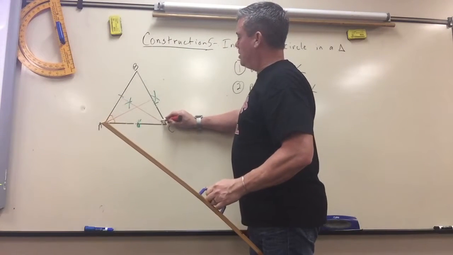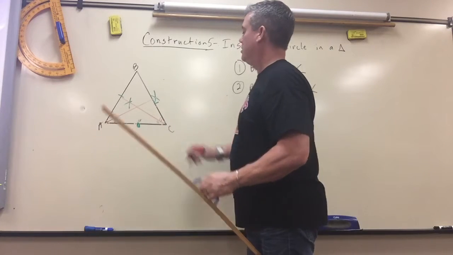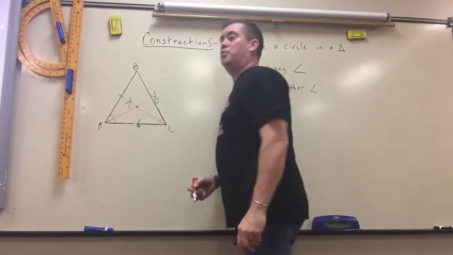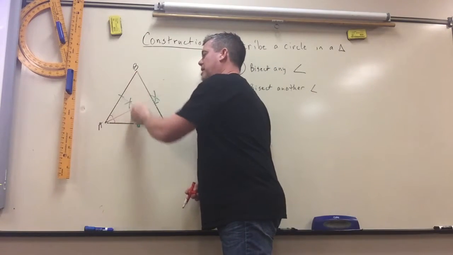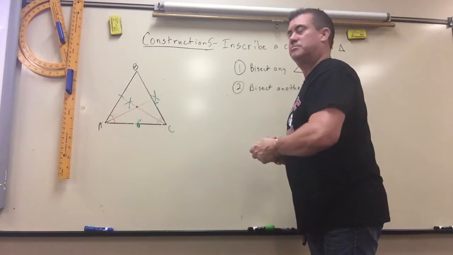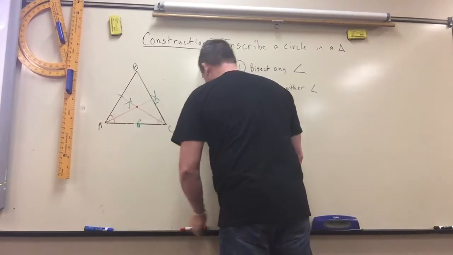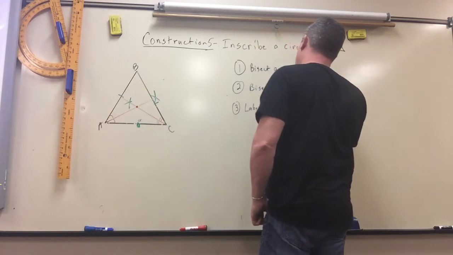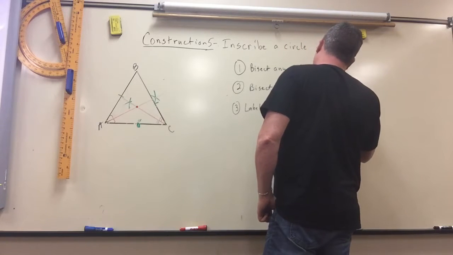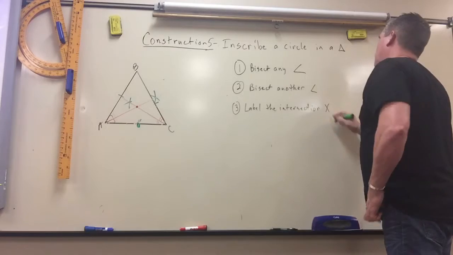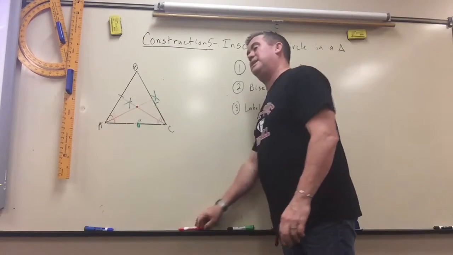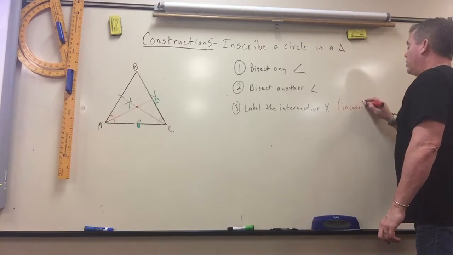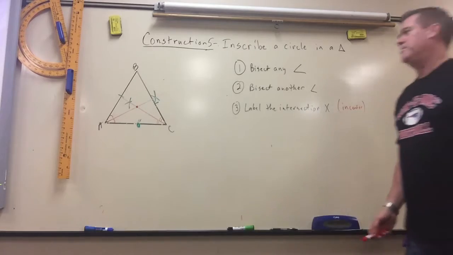So then you've got to put 2 arcs in there to show that that's bisected. We don't need to do the third one, although if we did, if we connected here to B, that would bisect that angle. So we're going to label that intersection X. What we just found here is the in-center. The other one was the circumcenter.